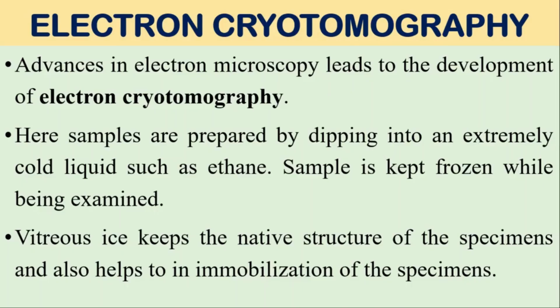What is electron cryotomography? Advances in electron microscopy led to the development of electron cryotomography. Here samples are prepared by dipping into an extremely cold liquid. Normally ethane is used. The sample is kept frozen while being examined in electron cryotomography. Vitreous ice keeps the native structure of the specimen.